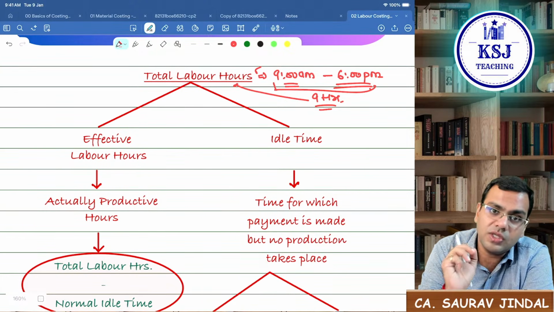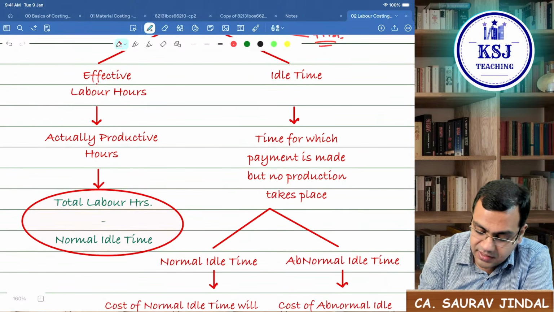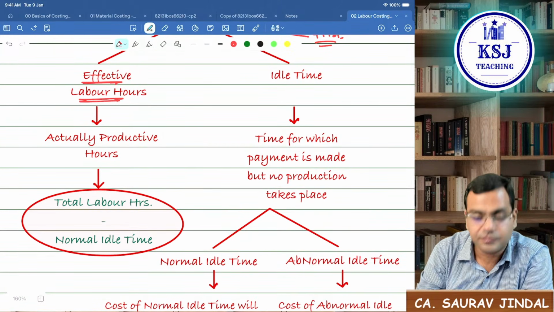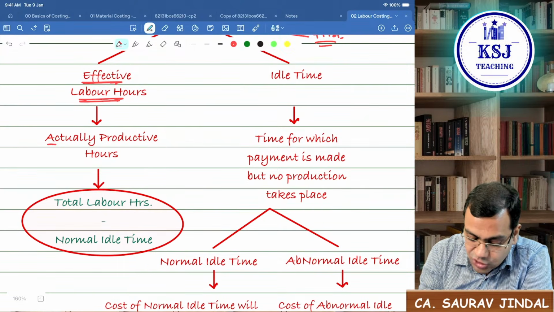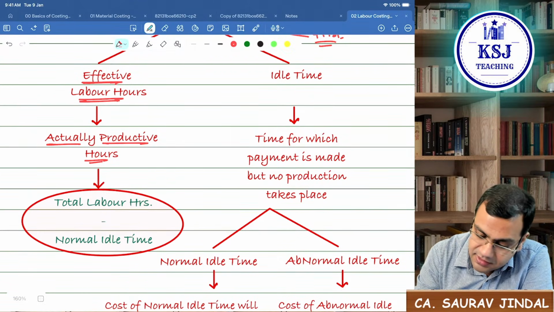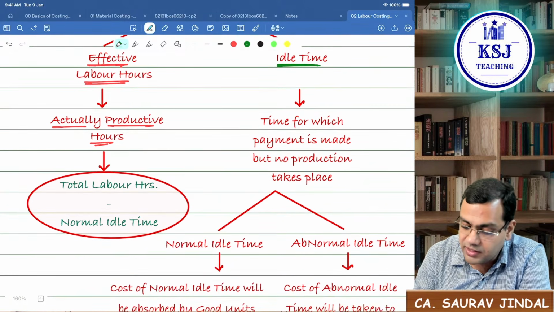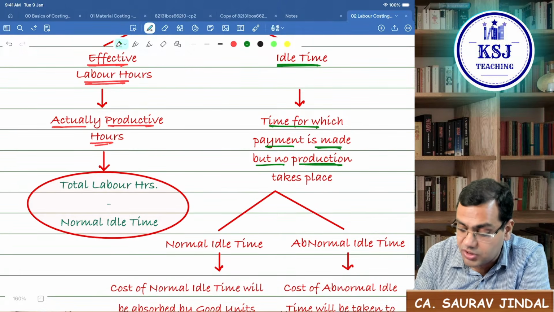Isn't it? So, this total time has been divided into two parts. One is called the effective labor hours, that is the actually productive hours. Another one is called idle time. Idle time is what? The time for which the payment is being made but no production takes place.